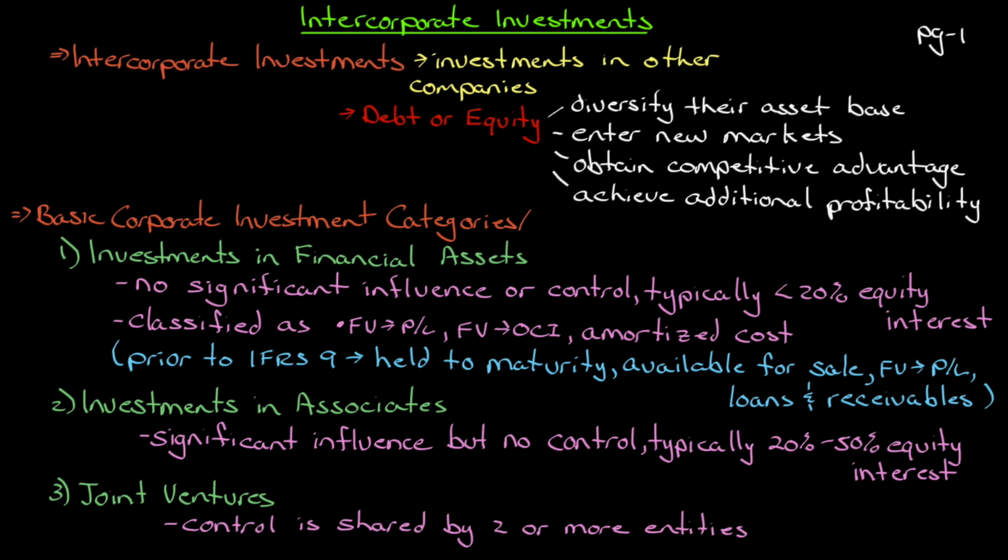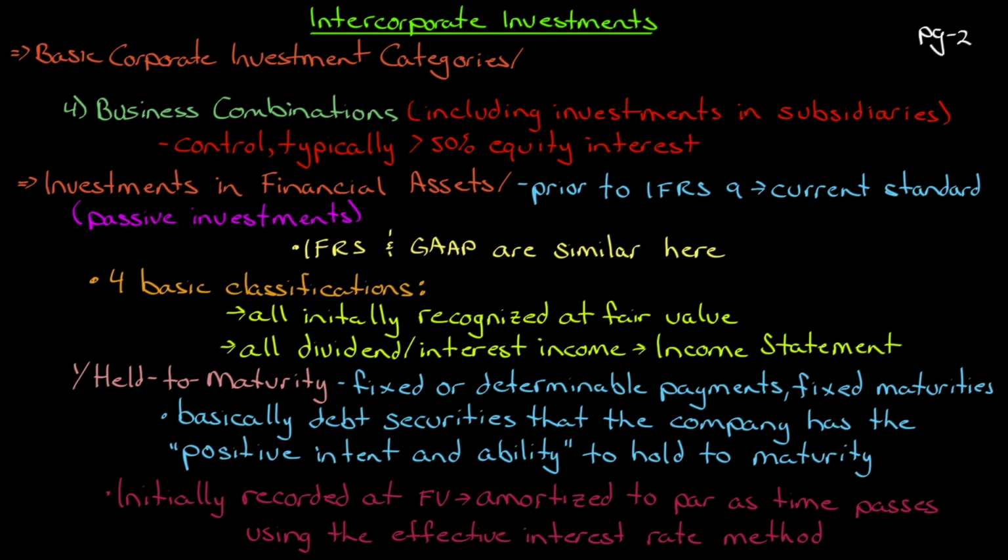Third category is joint ventures. This is where 2 companies have control over a particular entity. Control is shared by 2 or more entities. And finally, the 4th category, business combinations. Here we have control, represented typically by equity investments greater than 50%.